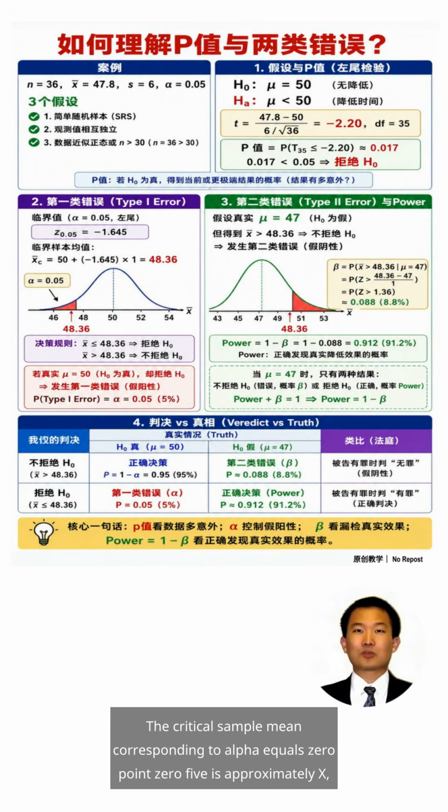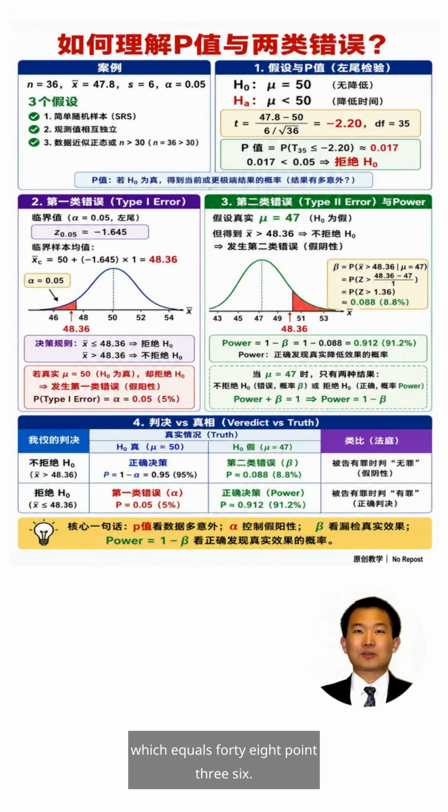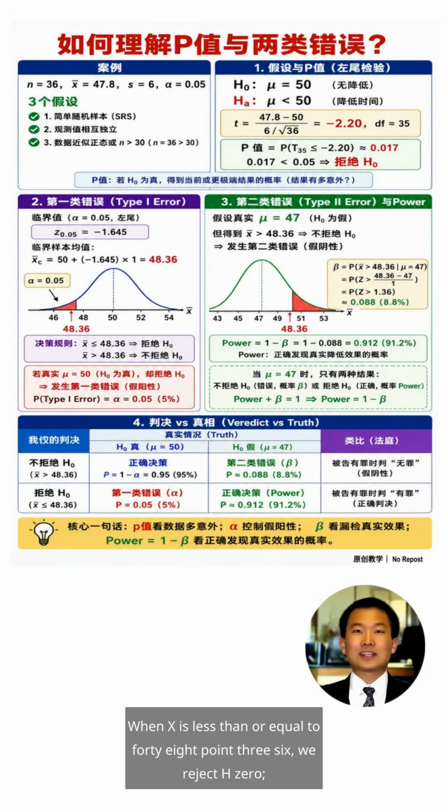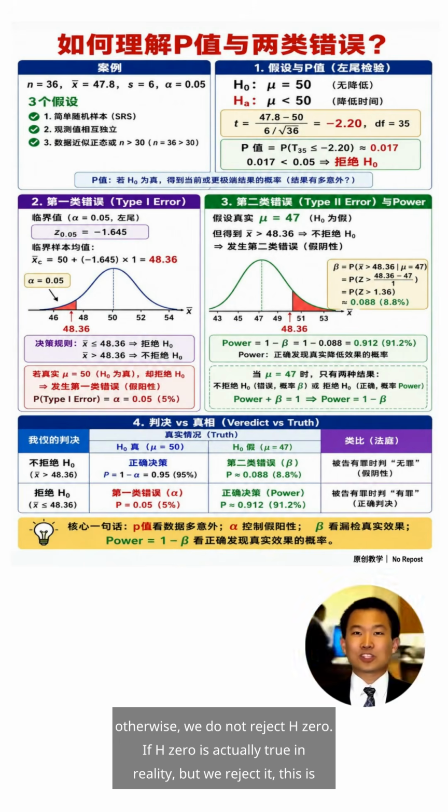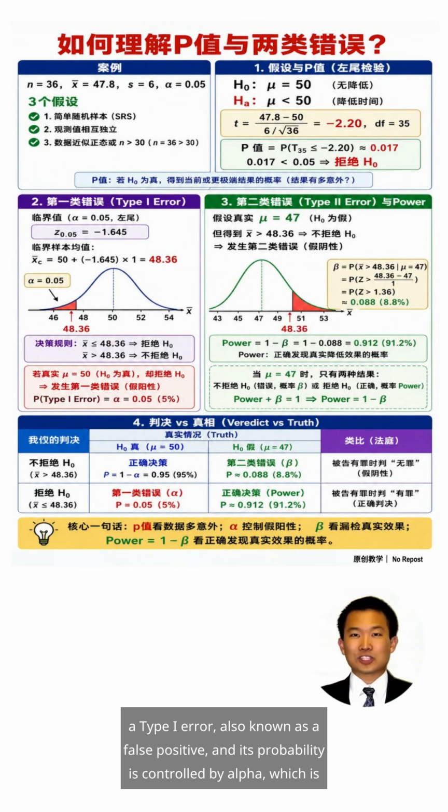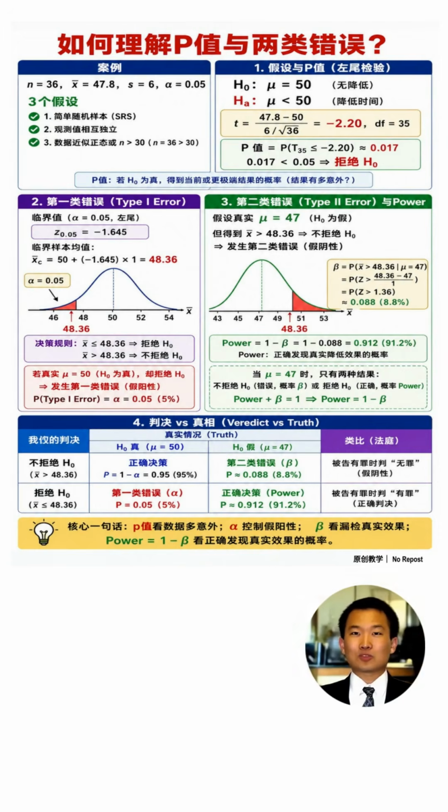The critical sample mean corresponding to alpha equals 0.05 is approximately x̄ equals 48.36. When x̄ is less than or equal to 48.36, we reject H0. Otherwise, we do not reject H0. If H0 is actually true in reality, but we reject it, this is a type 1 error, also known as a false positive, and its probability is controlled by alpha, which is 5%.